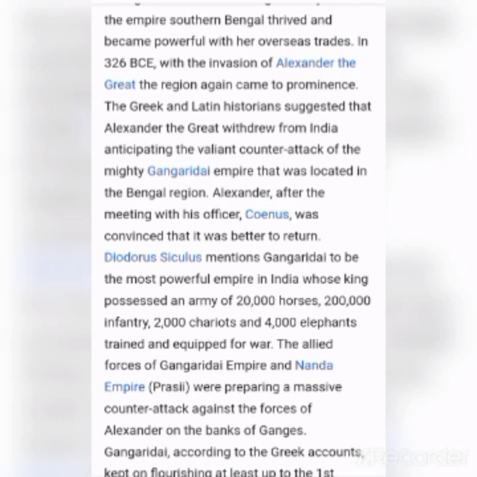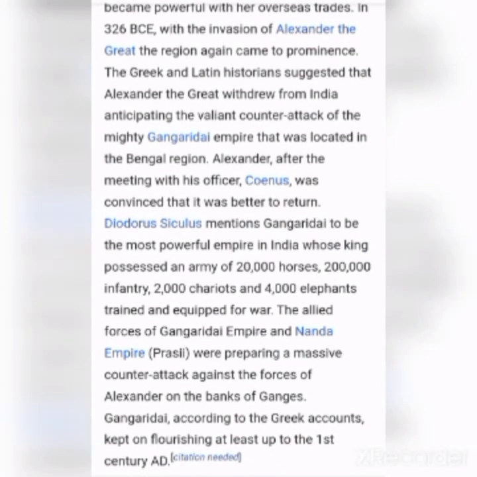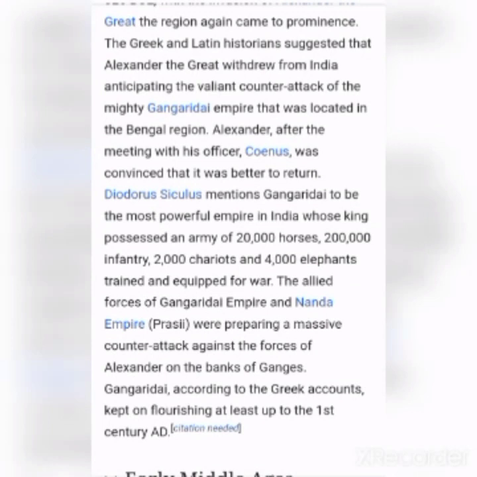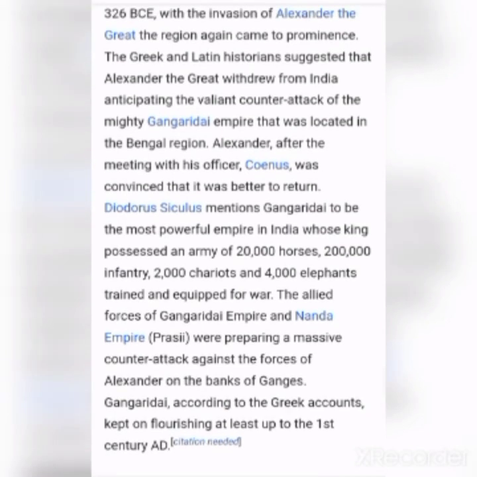The elite force of the Gangaridai Empire and Nanda Empire were preparing a massive counter-attack against the forces of Alexander on the banks of the Ganges. Gangaridai, according to the Greek accounts, kept on flourishing at least up to the last 30 AD.